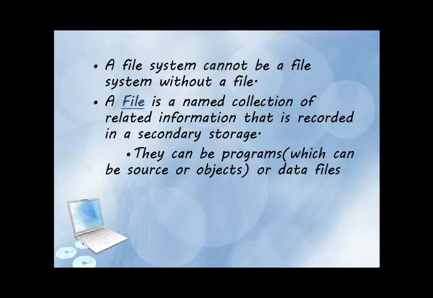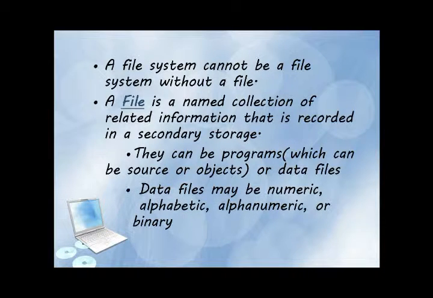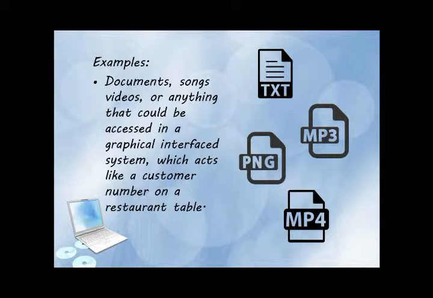They can be programs, which can be source or objects, or data files. Data files may be numeric, alphabetic, alphanumeric, or binary. Examples of files can be documents, songs, videos, or anything that can be accessed in a graphical interface system, which acts like a customer number on a restaurant table.